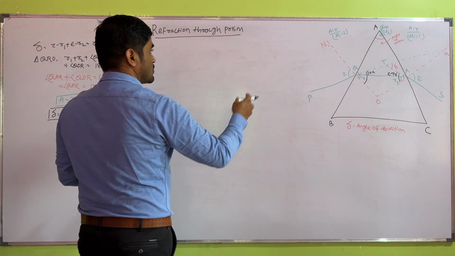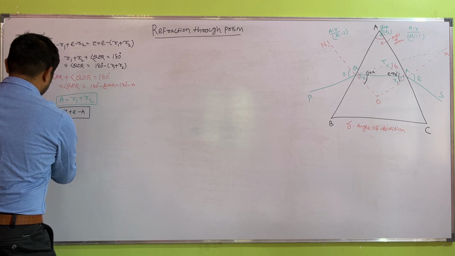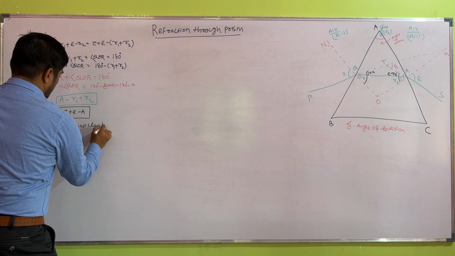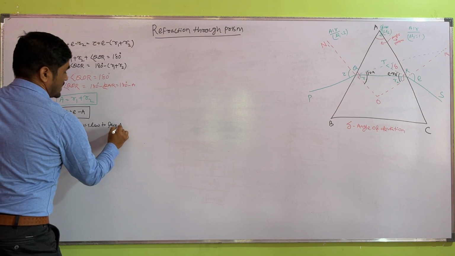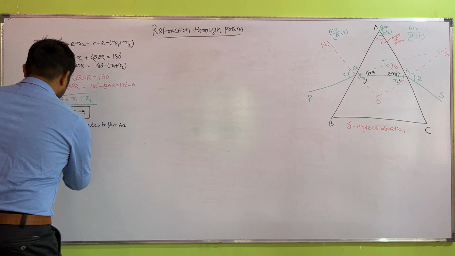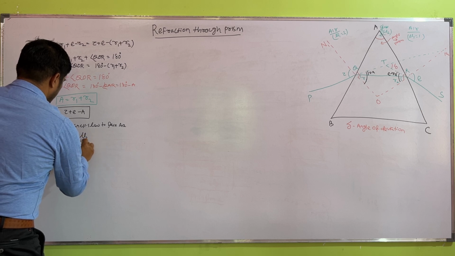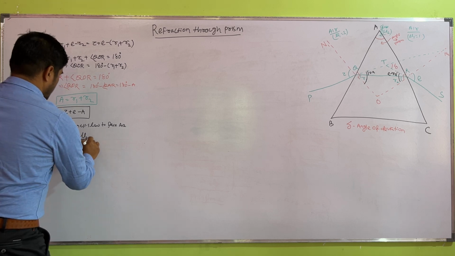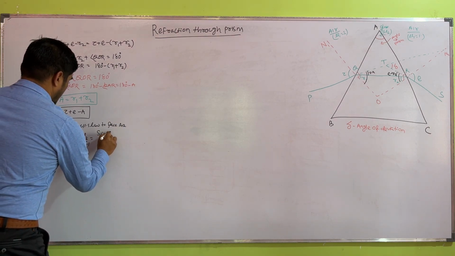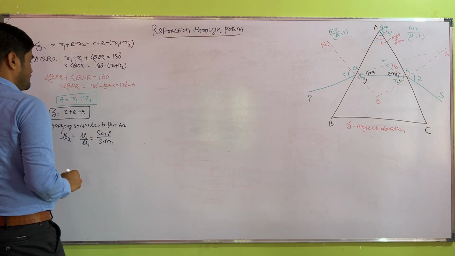So apply Snell's law to the first refracting surface. Applying Snell's law to face AB, it will be mu21, that is equal to mu2 divided by mu1, that is equal to the sine of the angle of incidence, sine I, divided by the sine of the angle of refraction, sine R1.